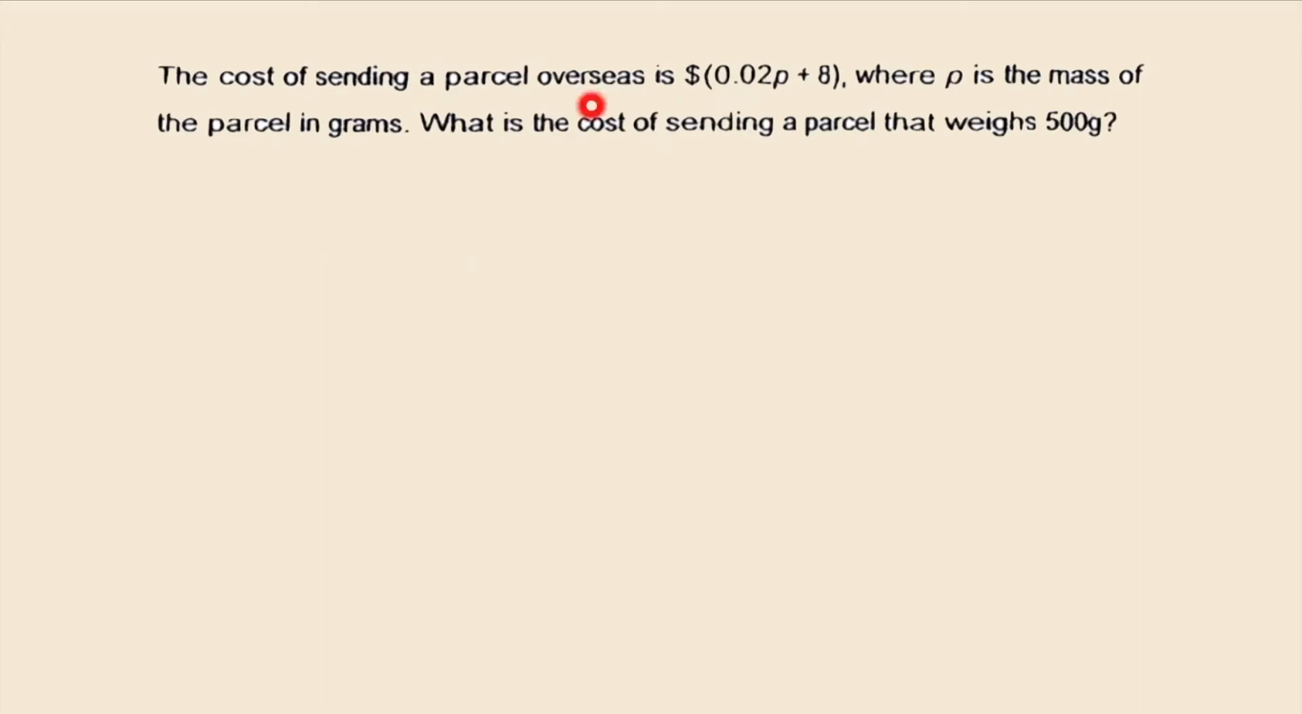The cost of sending a parcel overseas is this amount, where P is the mass of the parcel in grams. Now we are given 500 grams, so that's cool. We don't have to do conversion. But what's the cost when it weighs 500?